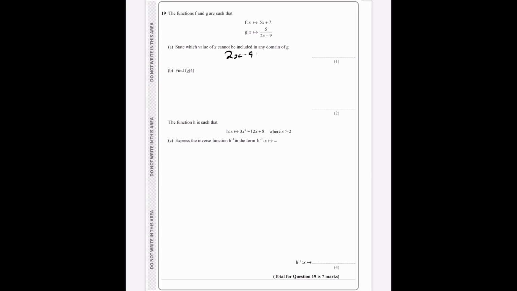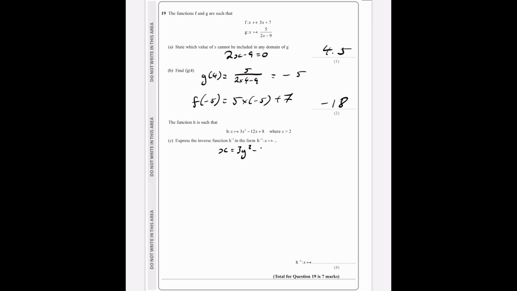Question 19, we can't plug in a number which creates a denominator of 0, so if 2x minus 9 is equal to 0, it's no good, and that happens when x is 4.5, so we can't include 4.5 in the domain. For f of g of 4, we find g of 4, which comes out as negative 5, then f of negative 5 comes out as negative 18.